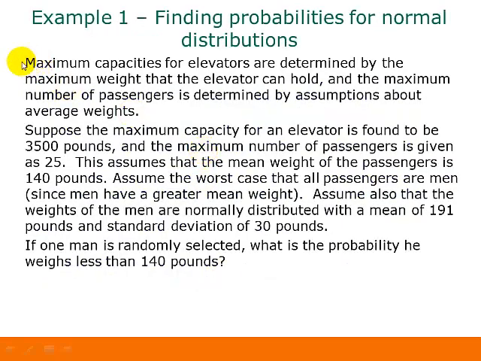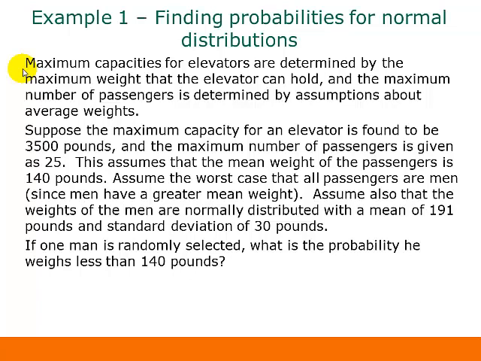So here's an example of finding probabilities for normal distributions. Maximum capacities for elevators are determined by the maximum weight that the elevator can hold, and the maximum number of passengers is determined by assumptions about average weights. Suppose the maximum capacity for an elevator is found to be 3,500 pounds, and the maximum number of passengers is given as 25. This assumes that the mean weight of the passengers is 140 pounds.